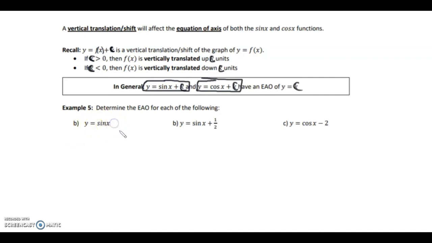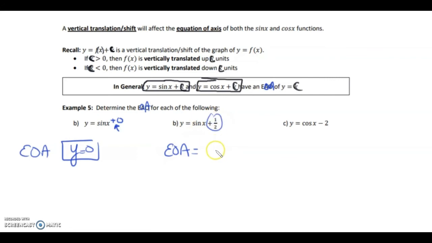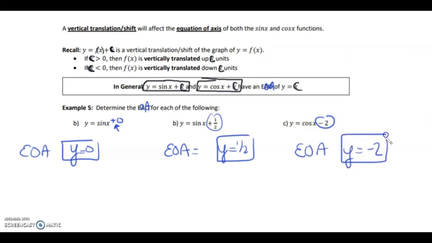In number 5, determine the equation of axis for each of the following. In the original, we're looking for the c value, so it's actually plus 0. So y equals 0 is going to be the equation of axis, the EOA. Of this one, it's just going to be 1/2, so it's y equals 1/2. And the last one, y equals cos x minus 2, our equation of axis is going to be y equals negative 2, right? Because that's down 2. This one's up 1/2, and this one has no vertical translation.